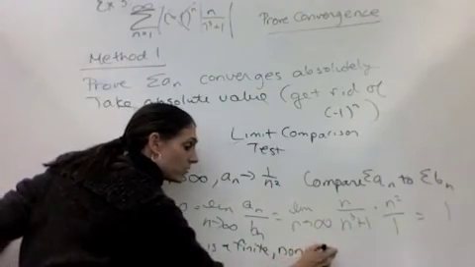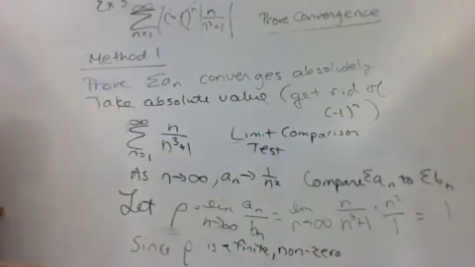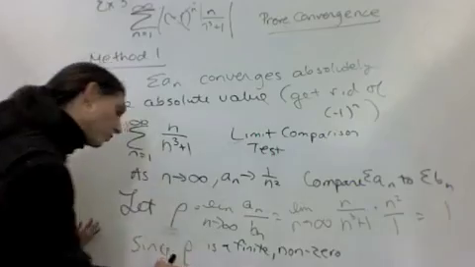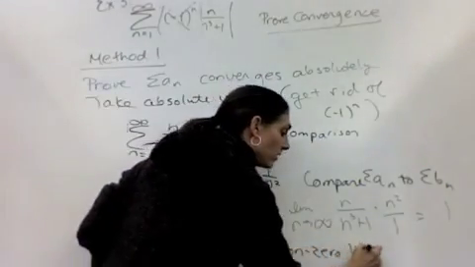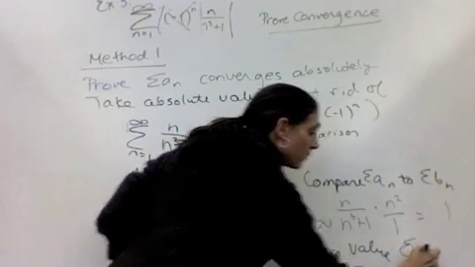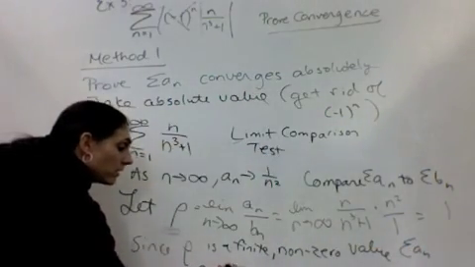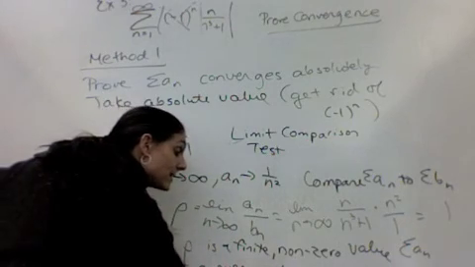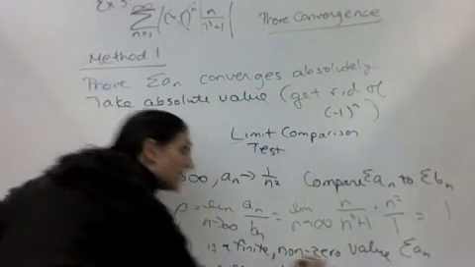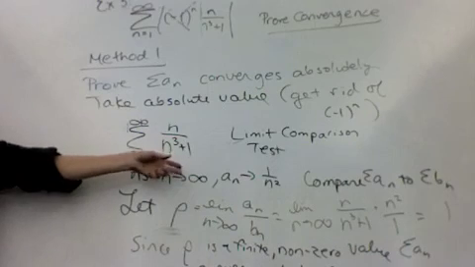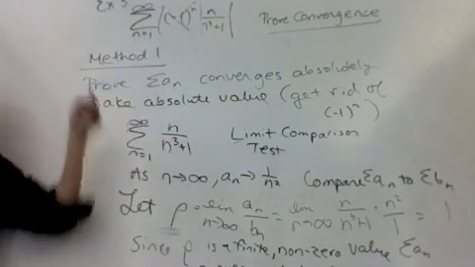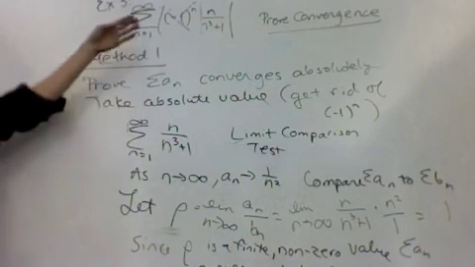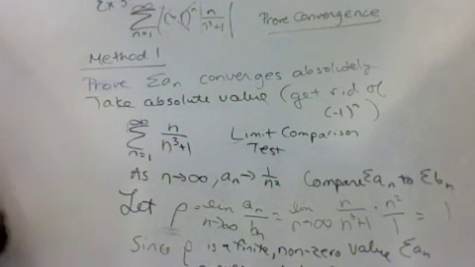You might want to say, since rho is a finite non-zero number, this converges absolutely. Zero is inconclusive. Because it's the max it can be. This is the max value it can be if I don't subtract anything. I'm just adding, and it still converges. If I add and subtract, it'll converge to even smaller.